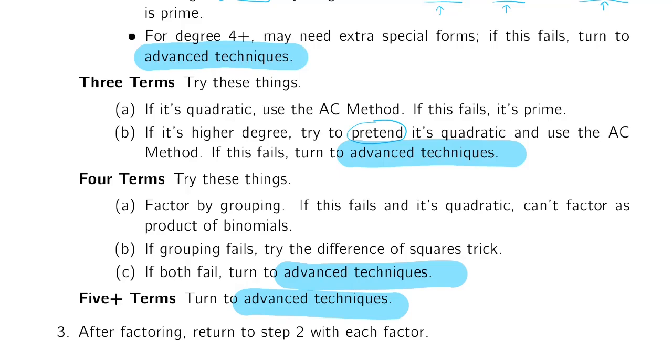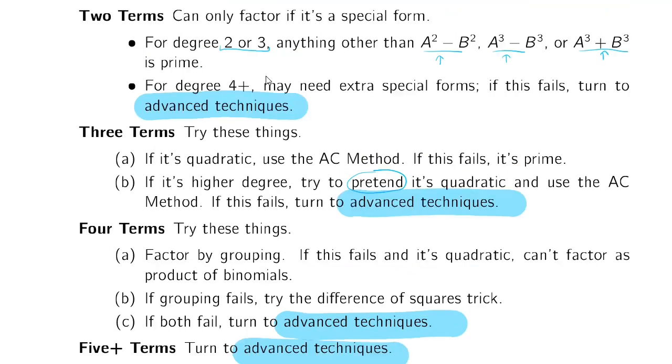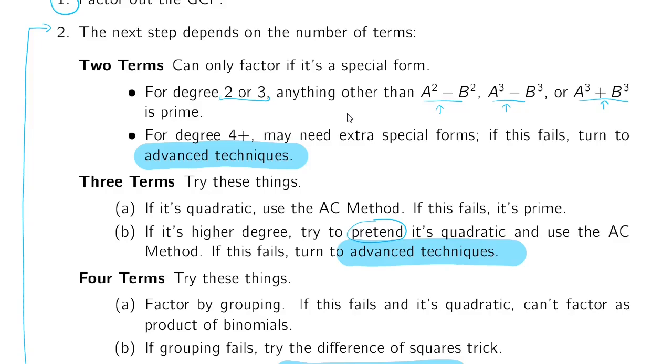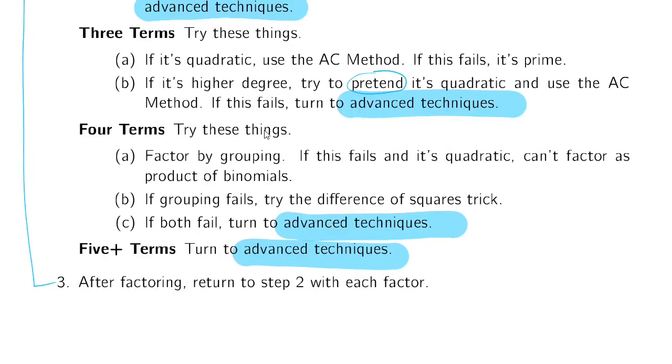Now, of course, after we use any of these steps, 2-term, 3-term, or 4-term steps, we need to loop back to step 2. And for each factor we found, say, how many terms does this factor have? Let's factor further. Right, so we need to get to the point where we know that all of our factors are prime. And of course, every time we factor, the degree gets smaller and smaller. Eventually, we'll end up with linear stuff or with quadratic stuff that we know is prime.